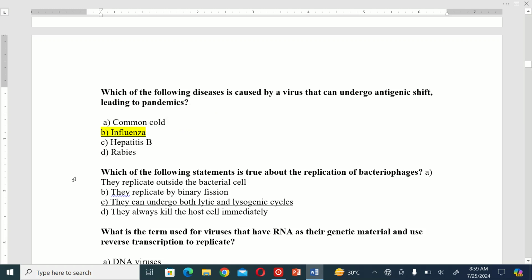The next MCQ is: which of the following statements is true about the replication of bacteriophages? A. They replicate outside the bacterial cell. B. They replicate by binary fission. C. They can undergo both lytic and lysogenic cycles. D. They always kill the host cell immediately. So the correct option is C.